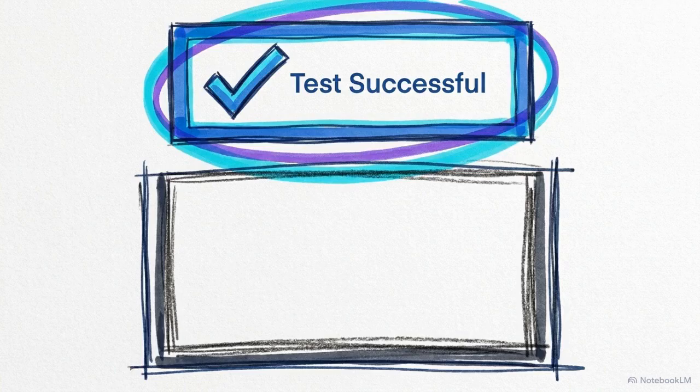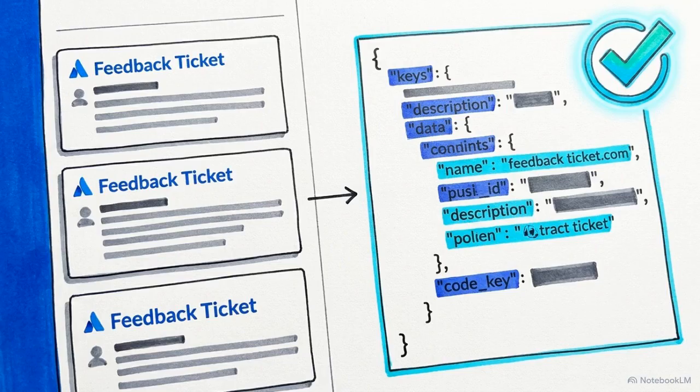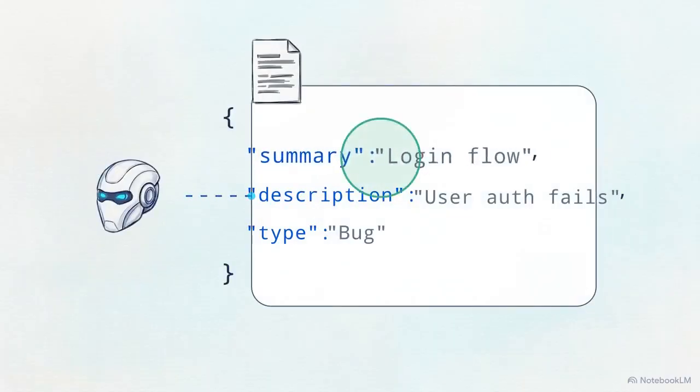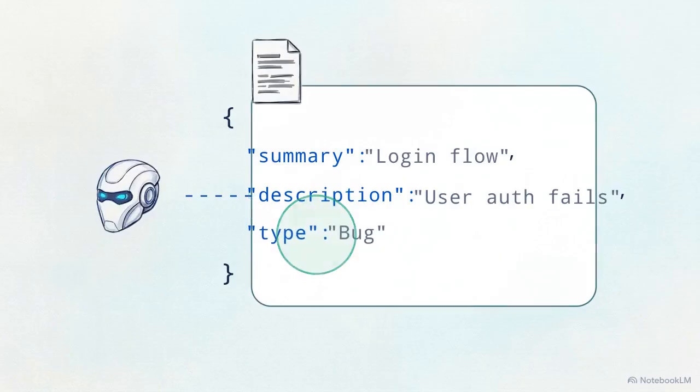Before putting this tool to work, we need to verify its logic in a controlled environment. We'll use the built-in Studio tester to feed the agent 3 sample feedback tickets. This test panel shows exactly what we want to see. The agent successfully parsed the sample data and returned the exact JSON structure we requested in our prompt.